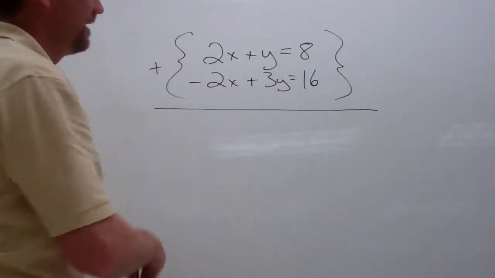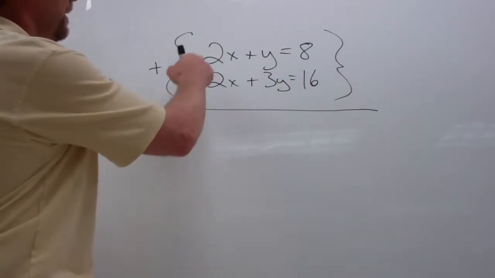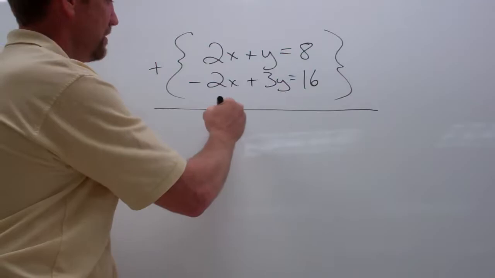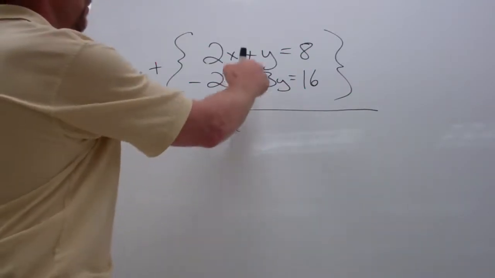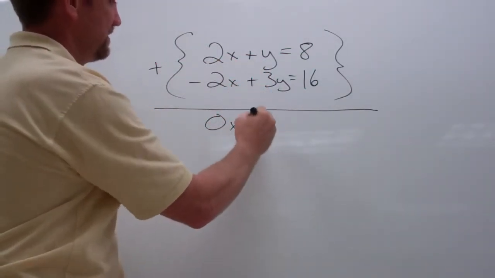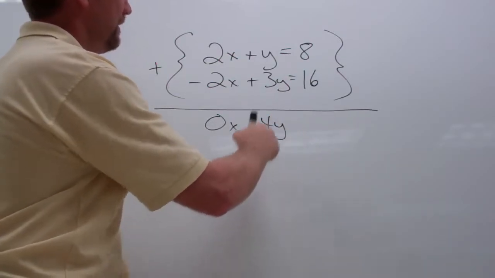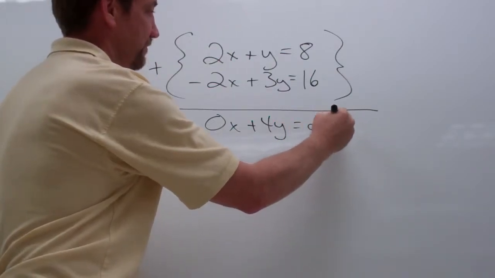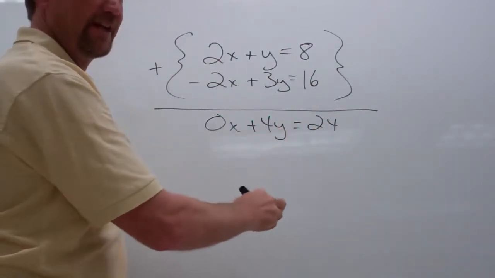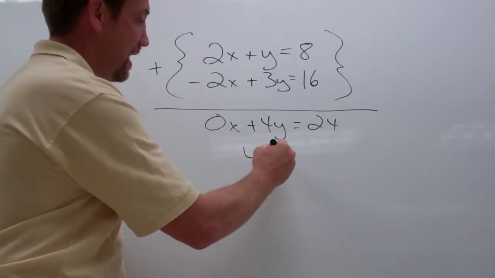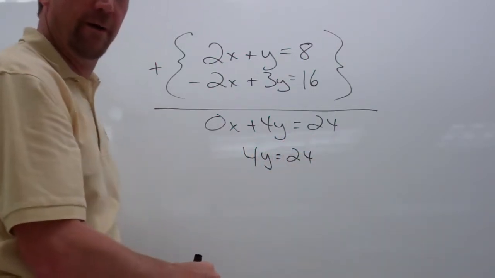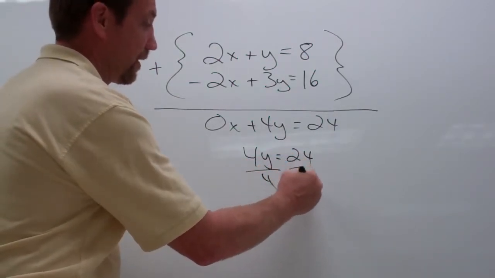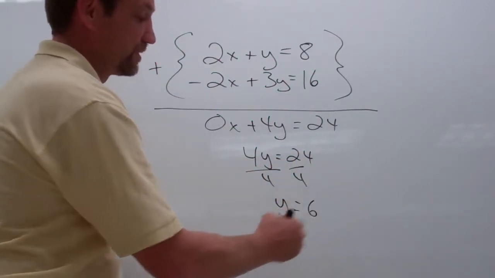If you add these two equations, 2x plus a negative 2x gives you 0x. 1y plus 3y's gives you 4y's. And 8 plus 16 gives you 24. So if we simplify this expression, we're left with 4y equals 24. And if we want to get that y by itself, we could divide both sides by 4. And we have y equals 6.